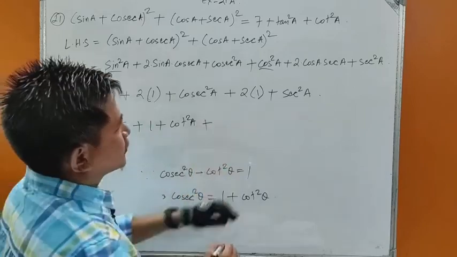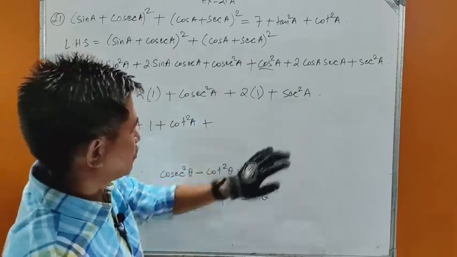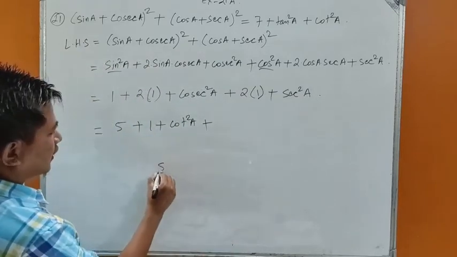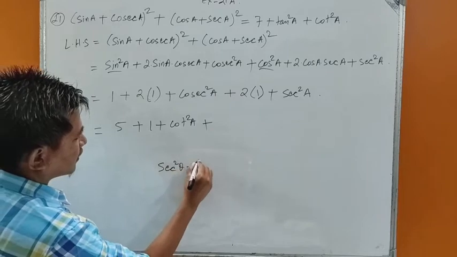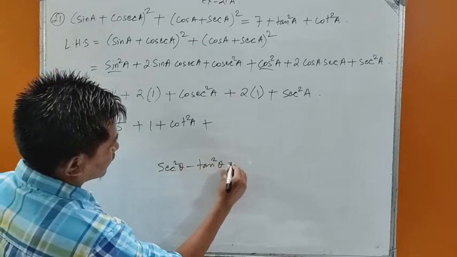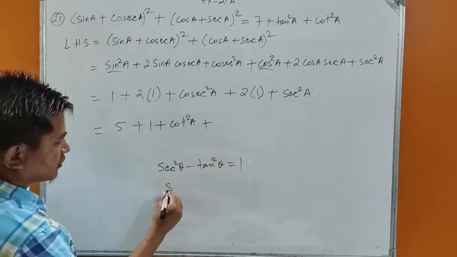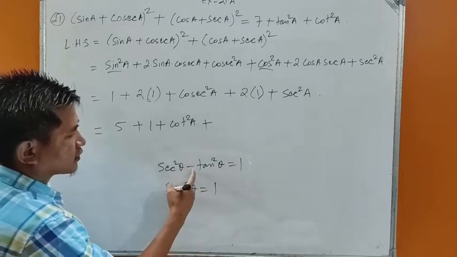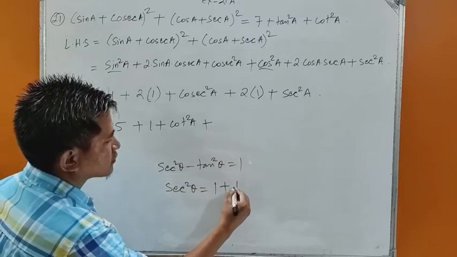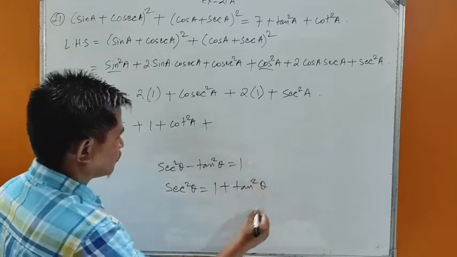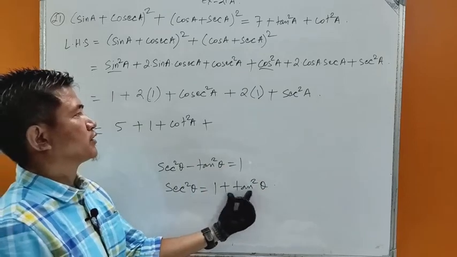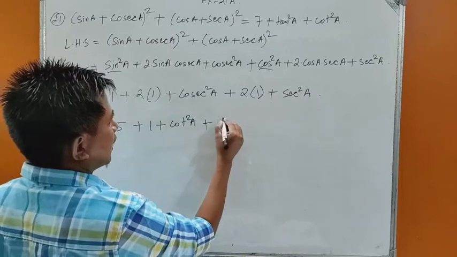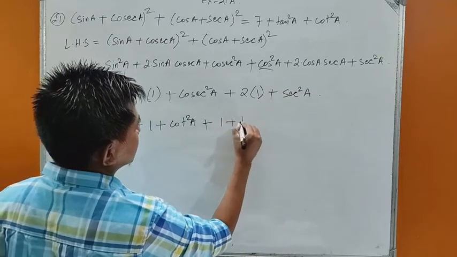Now plus sec square A, we need tan, isn't it? So we know that sec square theta minus tan square theta equals 1. This is the formula, isn't it? So sec square theta equals, 1 is already in the right hand side. Now let us take this minus tan square theta to the other side, plus tan square theta. So sec square theta can be written as 1 plus tan square theta. That means instead of this sec square A, I will write 1 plus tan square A.